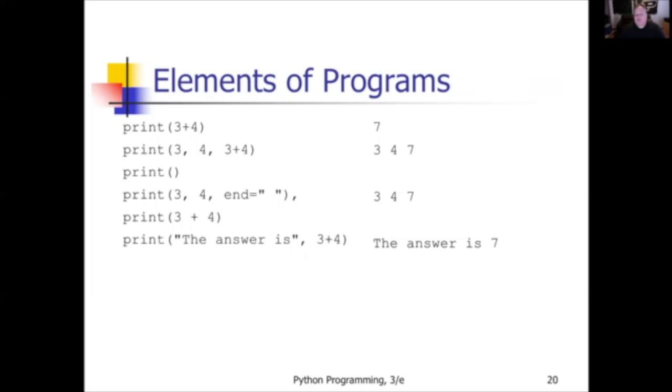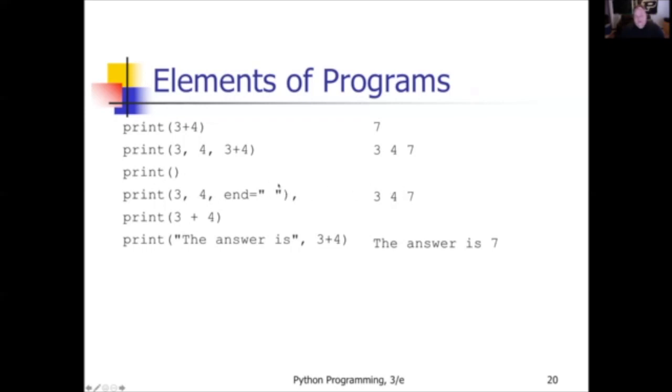So if I did print 3 plus 4, I would get 7. Print 3, 4, 3 plus 4, it's going to print 3, 4, and 7. In an earlier lecture, I had talked about how this comma adds a space between the output values. Print by itself is a blank line.